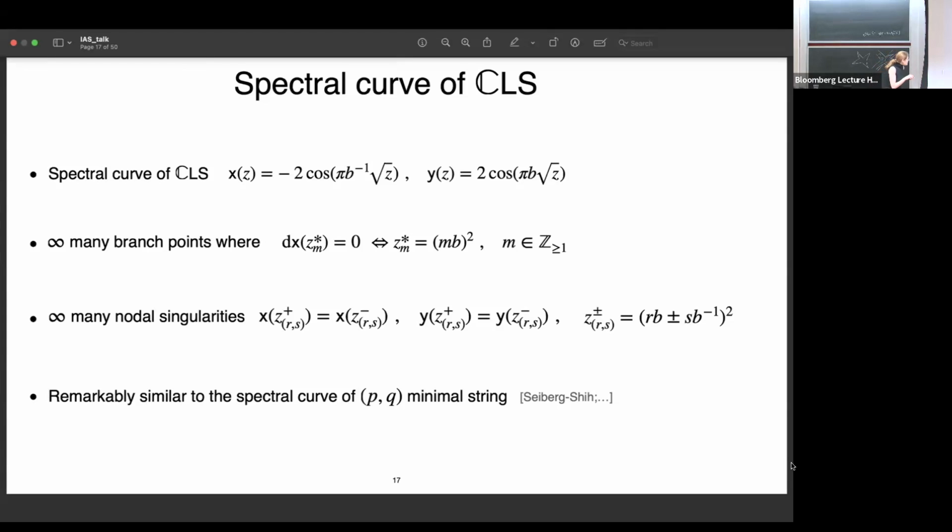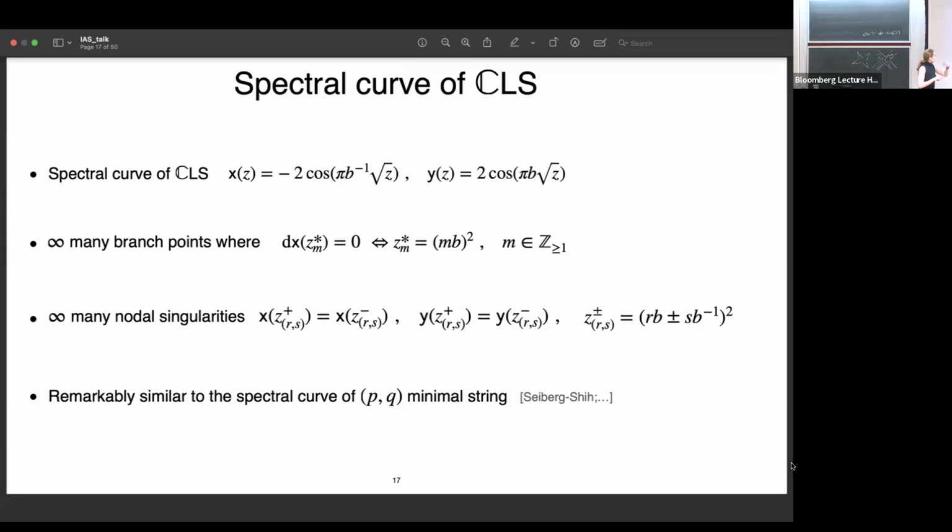It also has infinitely many nodal singularities. Nodal singularities are points where the spectral curve self-intersects. So at all these expressions for z over here, the spectral curve is going to self-intersect. Nodal singularities are very important when we study non-perturbative effects, but we'll get to that later.